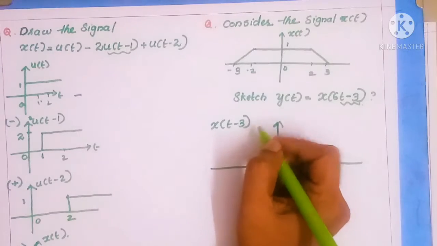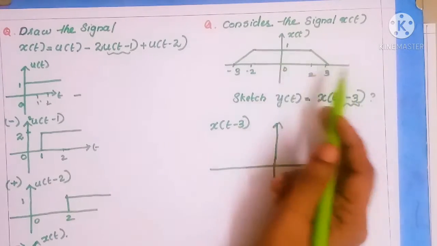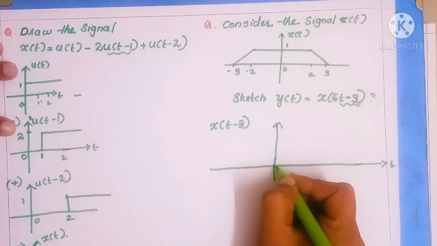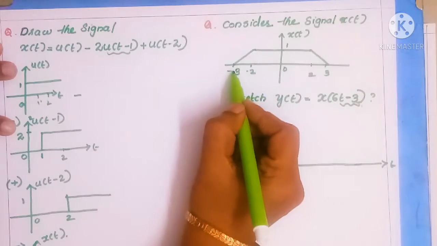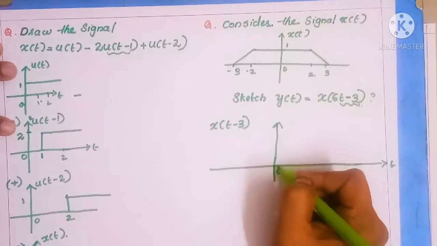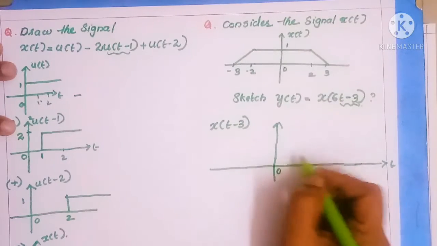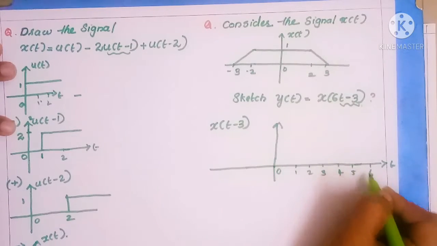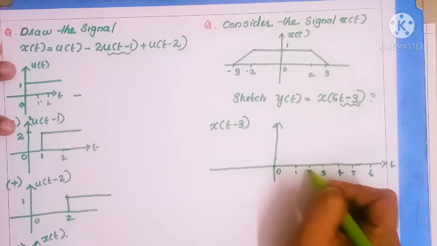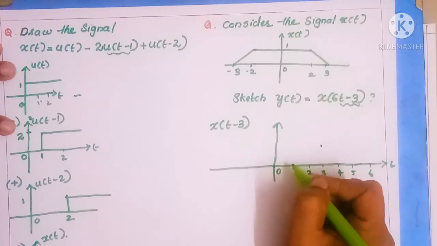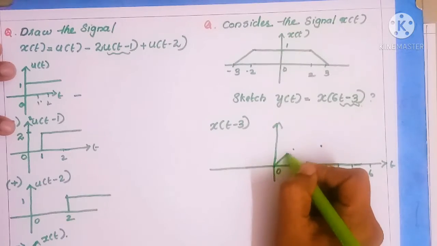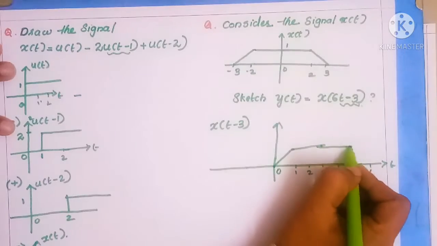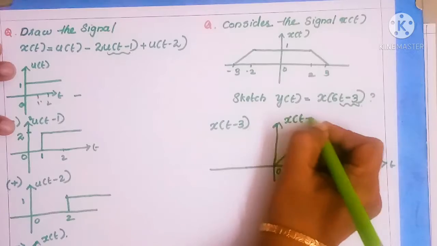It is indicating we are going to shift 3 positions to the right side. This is t. So 3 positions means it will start from 0. Here it starts from minus 3, so we take 3 positions to the right side, so it starts from 0. 1, 2, 3, 4, 5, 6. So this is our x of t minus 3.